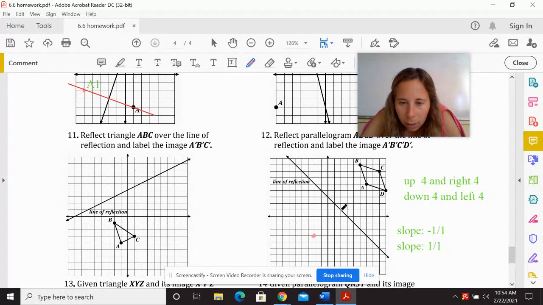So let's see if I go. From A, B should be 1, 2, 3 over 1.